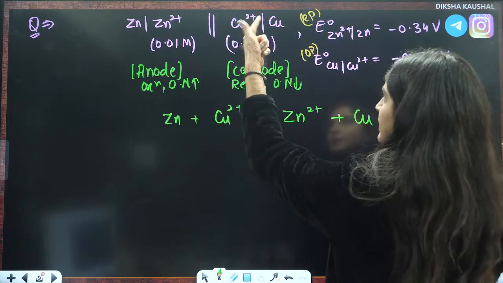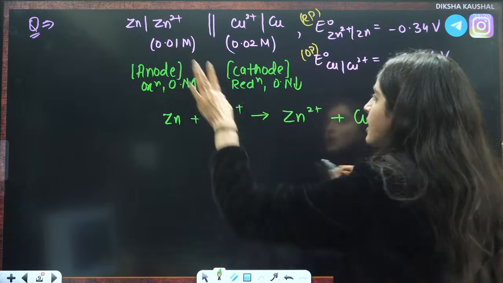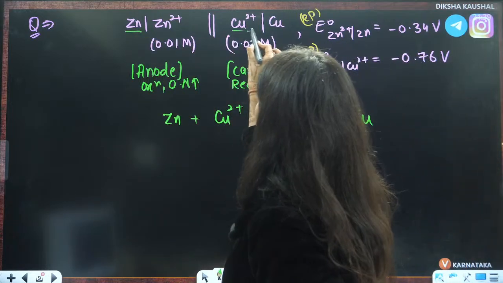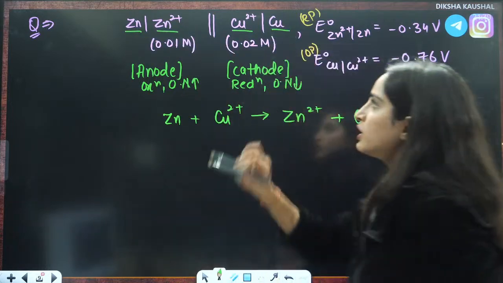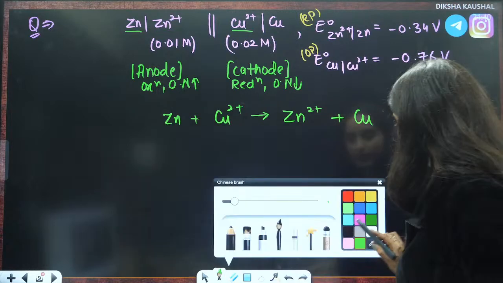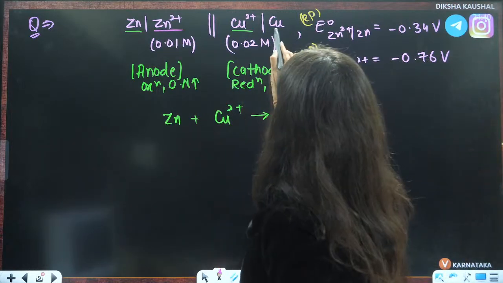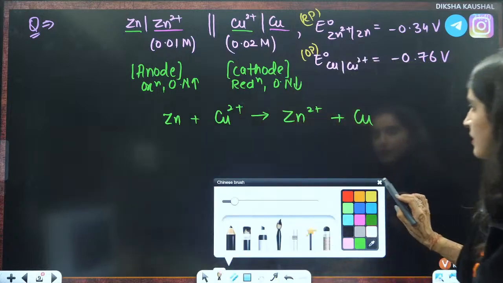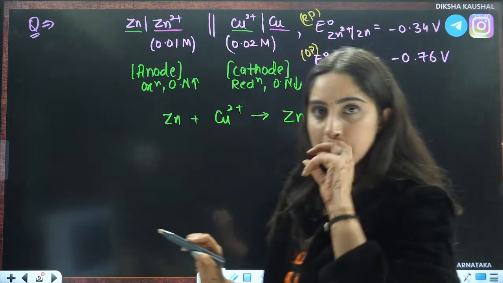These are the things that are happening. Cu2 positive to Cu, Zn, this is on the reactant side, and this is on the product side, right? Now, this is a full-fledged equation, right?